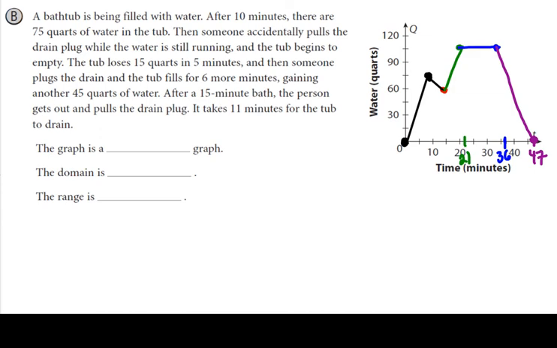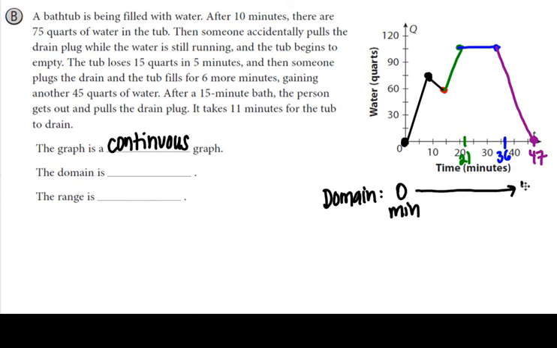Now, because as you were filling up the tub, the number of minutes was continuous, the time kept going on the clock, your domain is continuous, and the water level was continuous. So this is called a continuous graph. And the domain goes from 0, so this is our domain. We start at 0 time, so 0 minutes, and it goes all the way to 47 minutes. 0 minutes is included, so that's a bracket, 0. 47 minutes is included, so that's a bracket. So our domain goes from 0 to 47, and it's continuous all the way.